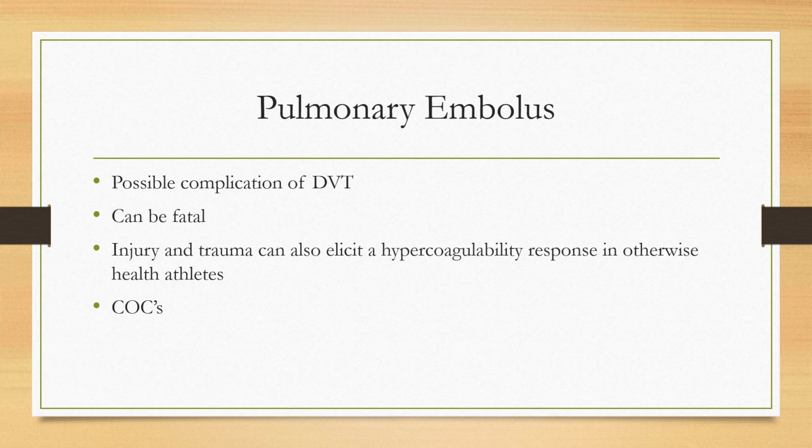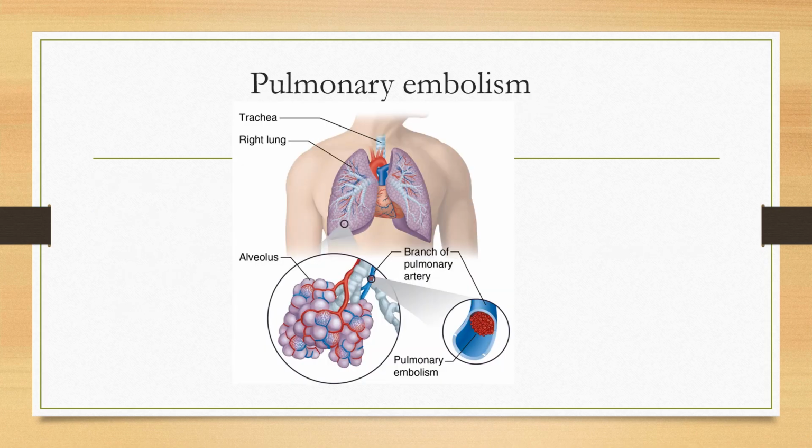But also, here's the big one to think about, guys: COCs, which is combined oral contraceptives. If any of your female athletes are on the birth control pill, so not other kinds of contraception like IUDs, implants, anything like that, but the birth control pills have a higher level of estrogen, and the estrogen increases their risk for clotting. That is a huge thing to keep in mind if you suspect a DVT or a PE. And then this is just what that looks like as well.